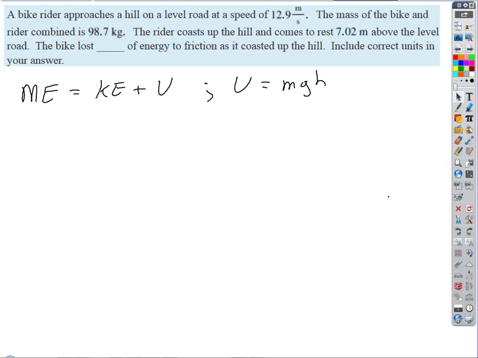So mechanical energy is the combination of kinetic energy and gravitational potential energy, right? Gravitational potential energy, and that's what this stands for.